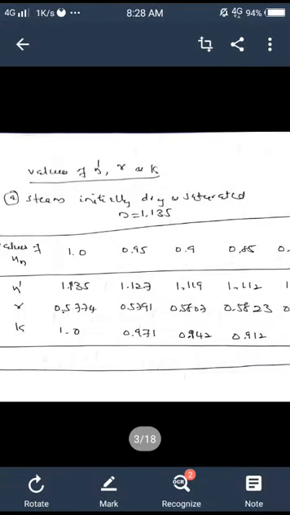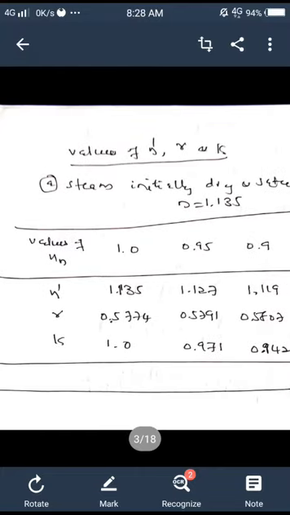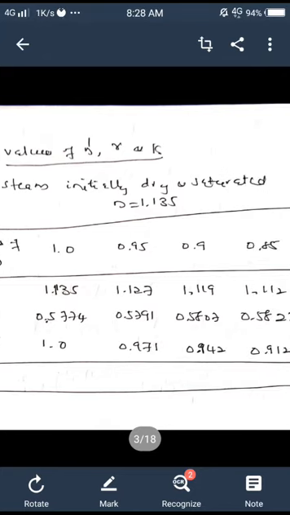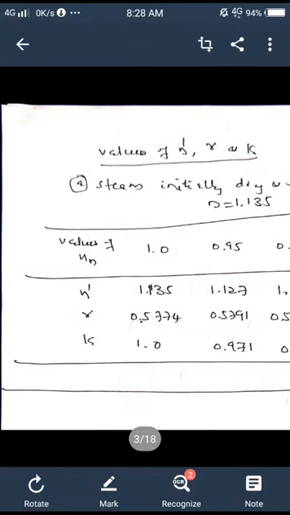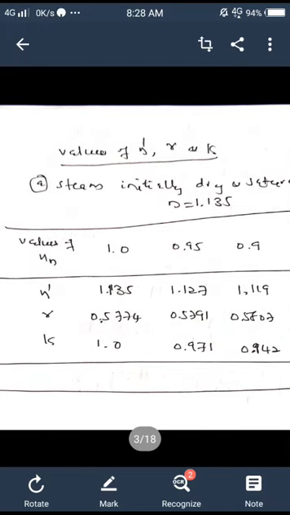Now for initial dry saturated steam, the experimental values of n', r and K are given here for nozzle efficiencies such as 0.985. These are the tabulated values given for initial dry saturated steam.